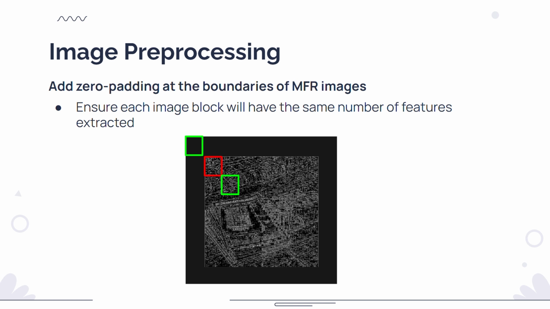Without zero padding, the image blocks that are located near the edge of the image will not have the same number of features extracted as the blocks located at the center. This can lead to a compatibility issue during training.